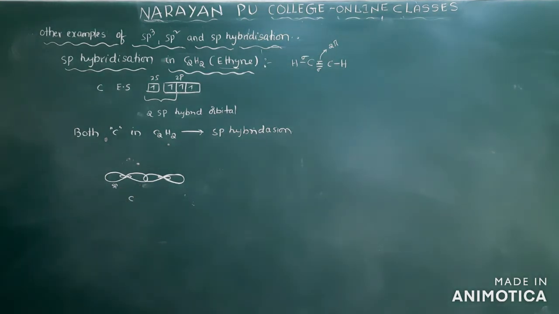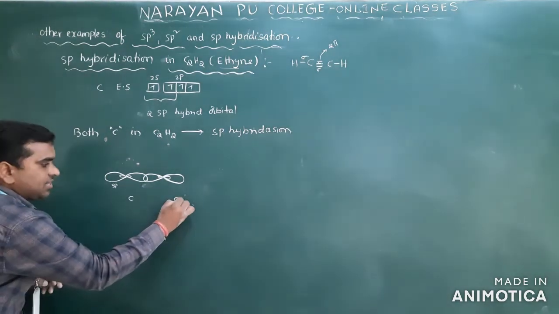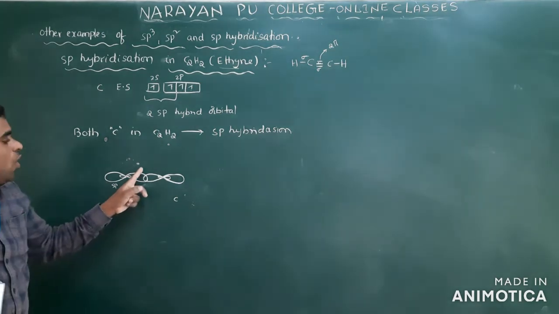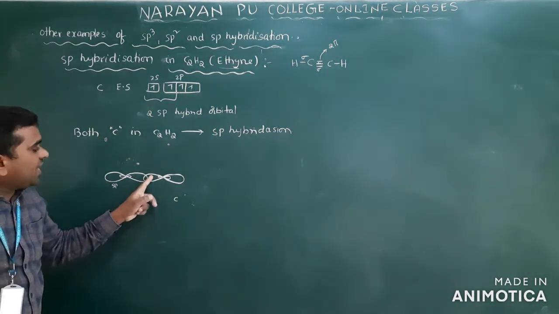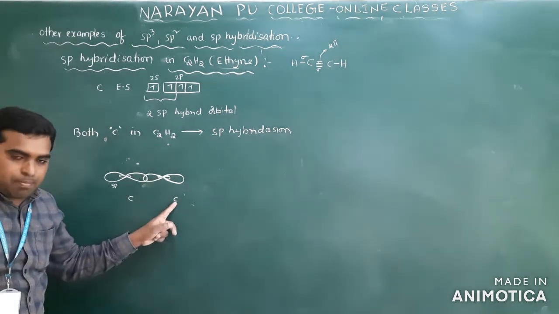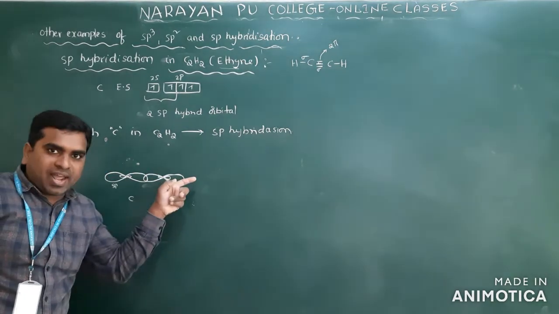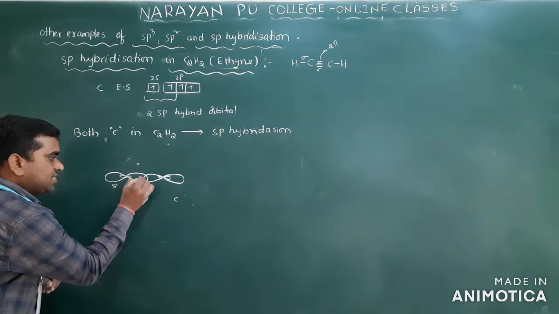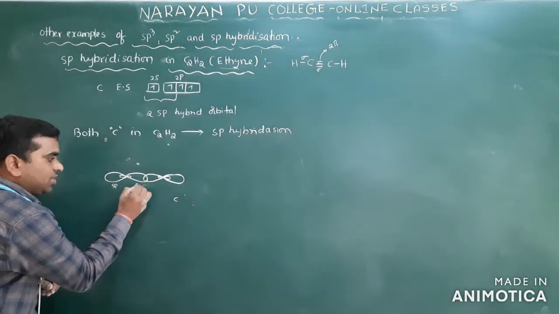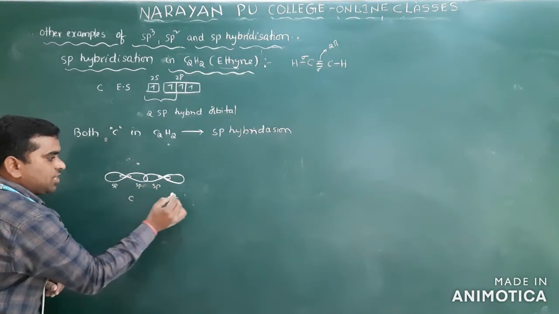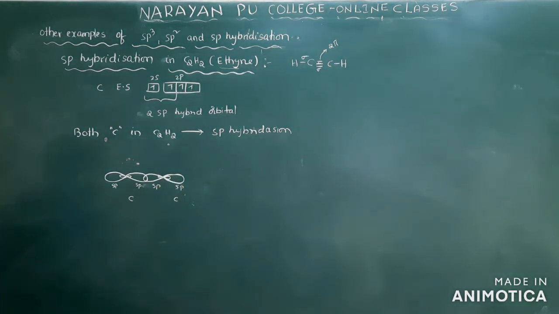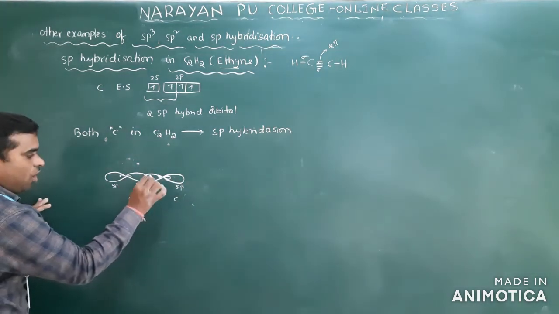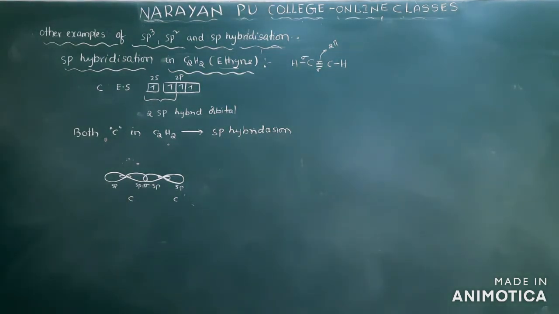This is clear. This is one carbon. One sp hybrid orbital of one carbon overlaps with one sp hybrid orbital of another carbon along the internuclear axis and forms what? Sigma bond. And here this orbital is sp, and this is also what? Sp. And this is also what? Sp hybrid orbitals. Clear here? So now which bond will be formed here? Sigma bond will be formed.